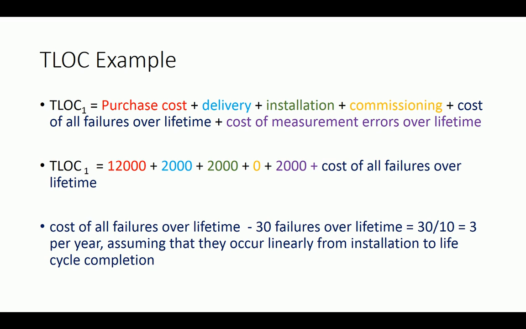So the initial purchase cost of system number 1 was £12,000, delivery 2,000, installation 2 grand, commissioning was free, and then we have to swap the last two around here. The cost of measurement errors was £2,000, and then we just need to add on the cost of all failures over a lifetime. So this is the main element of the question, I suppose.